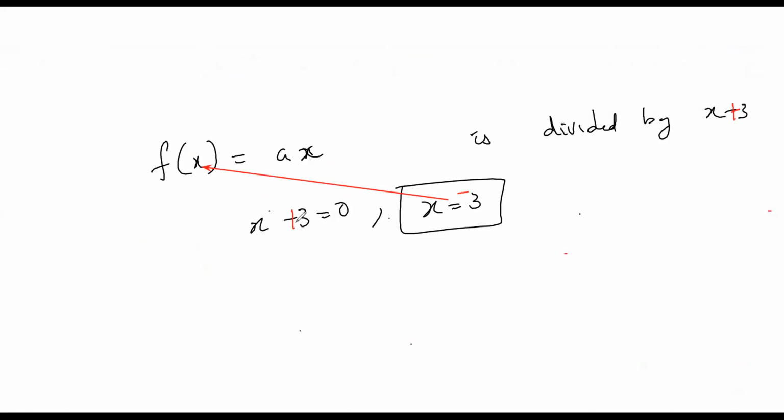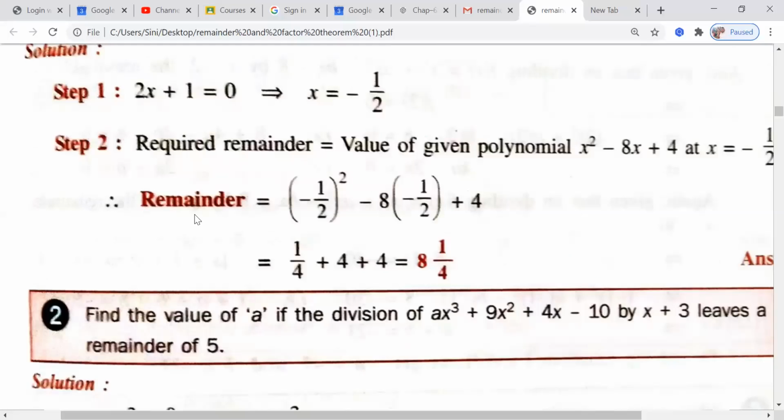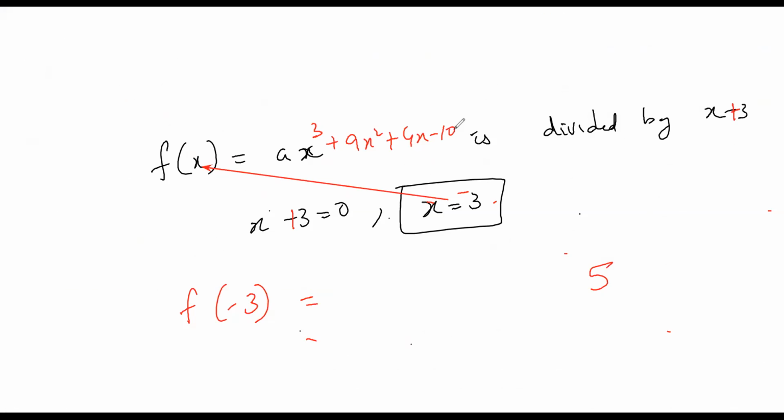That's the only thing here. I have to put f of minus 3 in the question. But this leaves a remainder of what? 5. Correct? So minus 3 I have to substitute in that equation. Ax cube plus 9x square plus 4x minus 10. In this, what I have to substitute? I have to put minus 3.